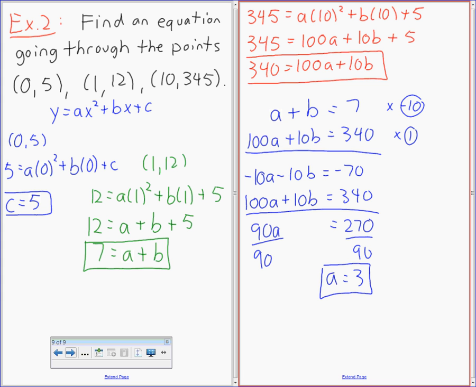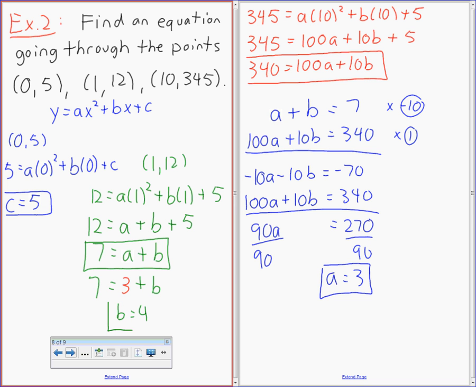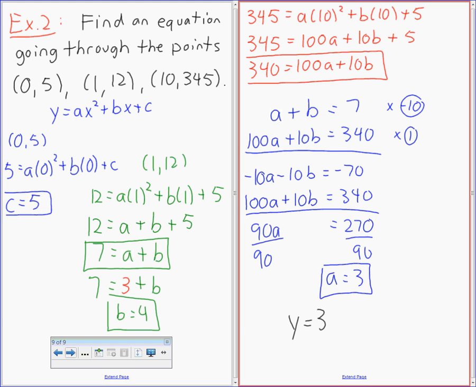So 3 plus B equals 7. 7 minus 3 equals B, so B equals 4. Did I say find A, B, and C? I said find the equation this time, so you have to put it in equation form. It's going to say y equals 3x squared plus 4x plus 5.